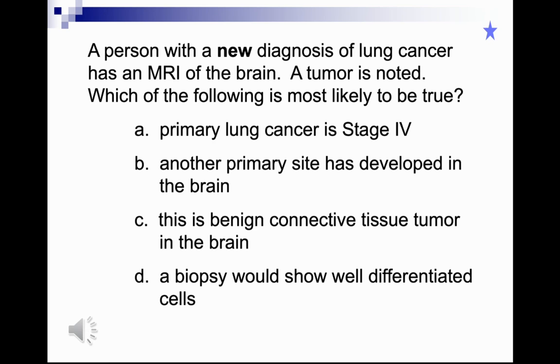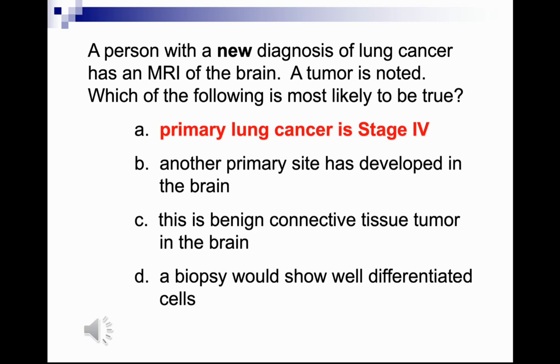A person with a new diagnosis of lung cancer has an MRI of the brain. A tumor is noted. Which of the following is most likely to be true? It is most likely that the primary cancer is stage 4, based on the concept of predictable pattern of spread. Cancer of the lung is known to metastasize to the brain.